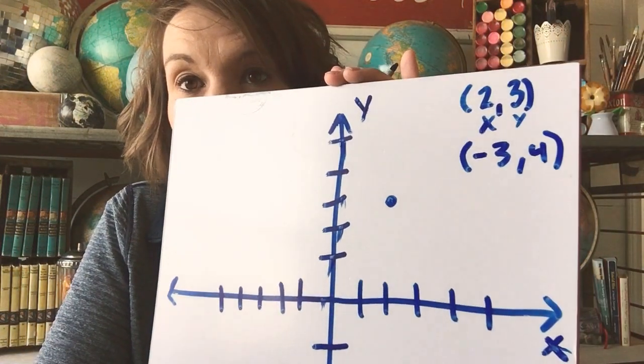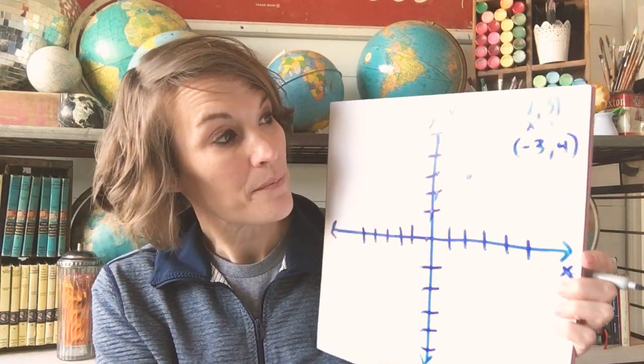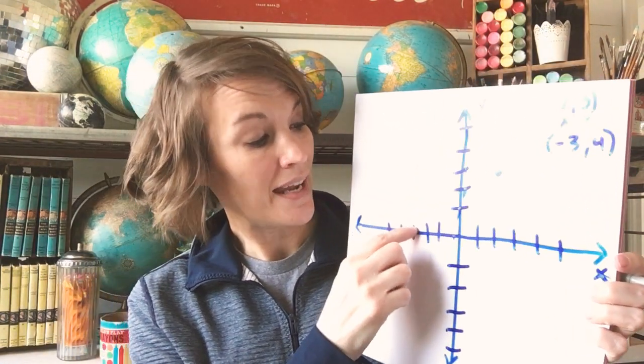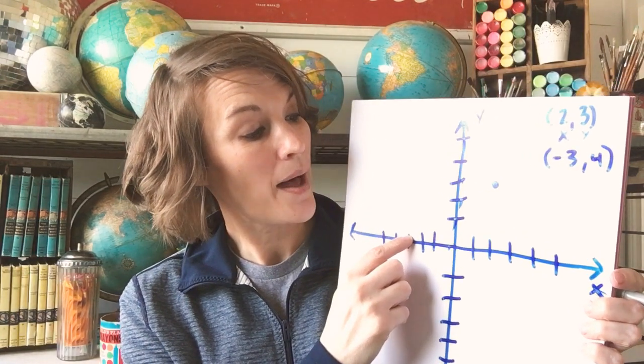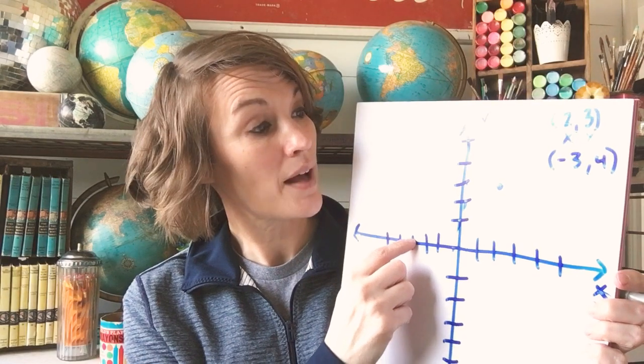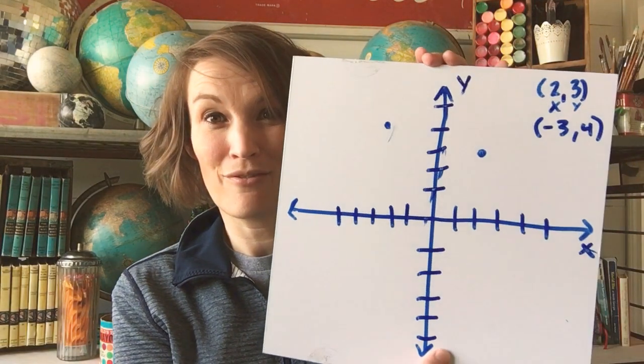Okay, let's try another one. Let's try (-3, 4). Okay, what's my x coordinate in this one? My x coordinate is -3 and my y coordinate is 4. So I'm gonna move to -3 on my x-axis, and then I go up 4 from this point. So up to +4, right there is where I'm gonna put my point. (-3, 4), there it is. Can you see that?